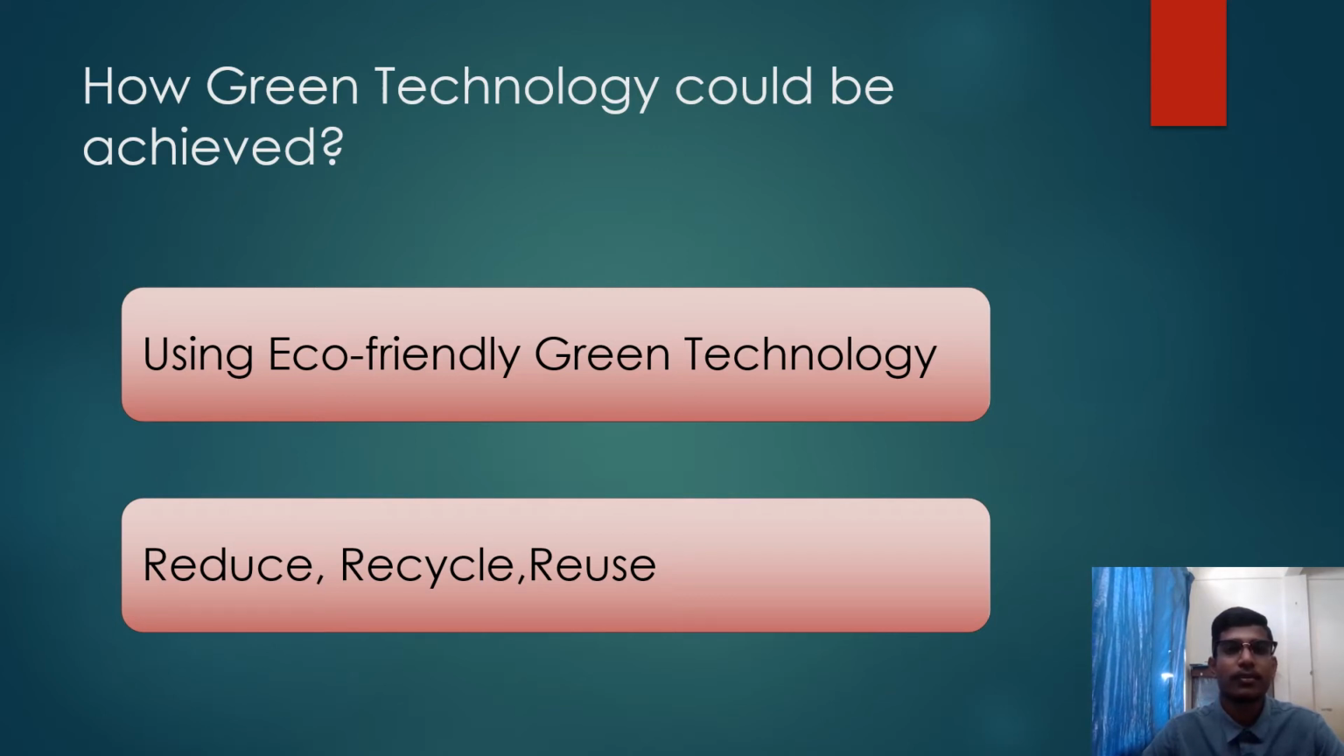Today I would like to explain how green technology could be achieved. The first is using eco-friendly green technology. An example of eco-friendly green technology is greywater recycling. These technologies, which are best set up together with a rainwater harvesting system, allow one to reuse water that was just used for another job. The water that can be reused by this type of system can be rainwater or mains water.